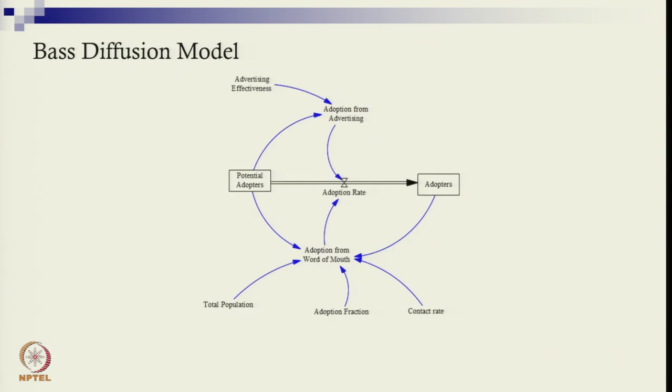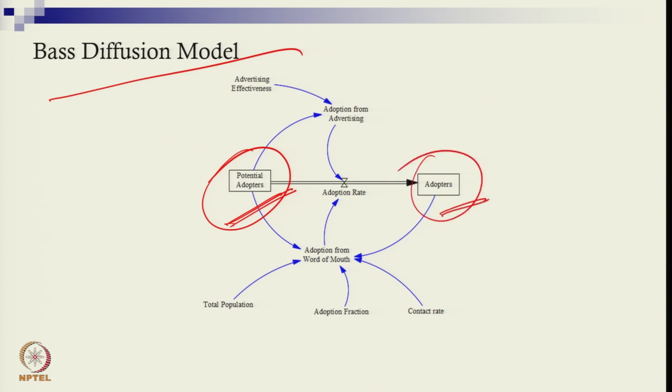Look at here, another example: the Bass diffusion model. In marketing it is very popular. Generally, suppose you would like to see a movie, and you want to study the performance of a movie. The potential customers are there, and it is also used for new products. For new product launches it is very popular. The adopters are those who have already consumed the product or have already seen the movie. The potential customers are those who would like to buy the product or see the movie, a total population in that region, say.